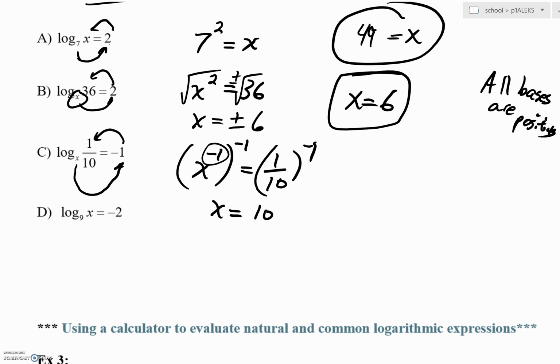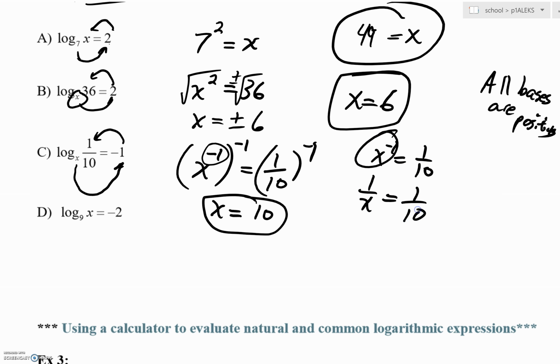Okay? Another way you could have solved is, would you agree that a negative exponent flips it? You take a reciprocal. X to the -1, that's 1 over x, right? Then you could cross multiply. Look at that. 1 times x is x, 1 times 10 is 10. You get the same thing, guys.